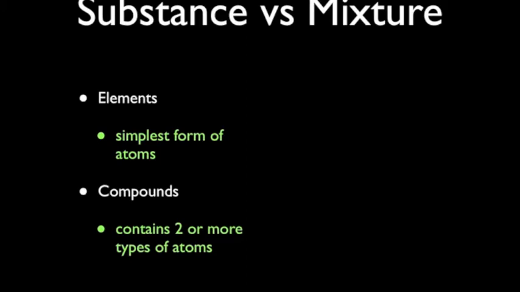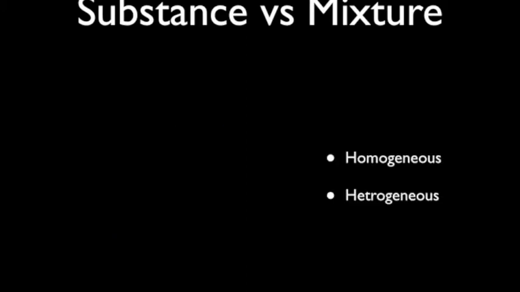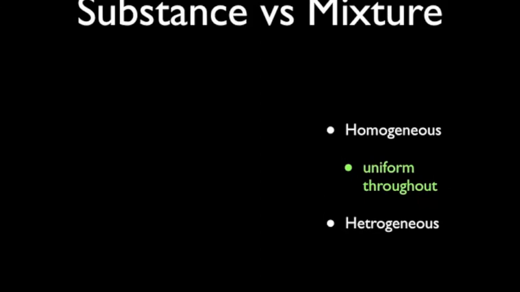Mixtures can be separated into two major subcategories. Those would be homogeneous mixtures and heterogeneous mixtures. And I apologize for the spelling mistake. Homogeneous mixtures are uniform throughout, but consist of several types of elements that are not bound chemically, or several types of compounds that are also not bound chemically, so they can be separated out by physical means.